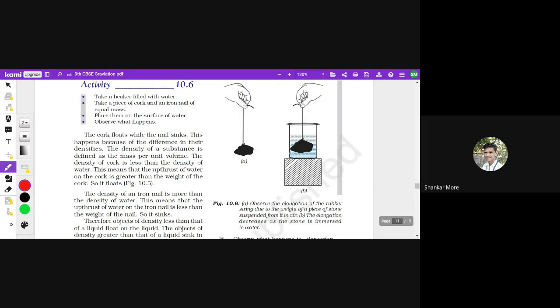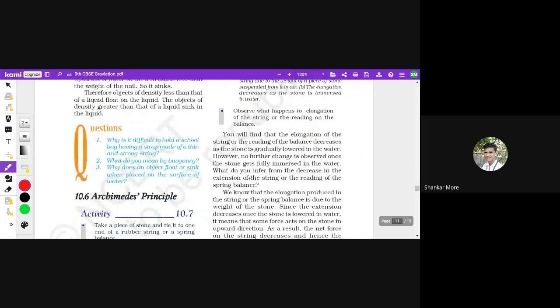Why? Because for the hanging stone there is not that much upward force, a little will remain because of the atmosphere, but it will be very less compared to the force exerted by the water. So the string in the water will stretch a bit less, and this one will stretch a bit more, because the force exerted by water is more here and there is no such upward force here. Okay, so this is the activity.